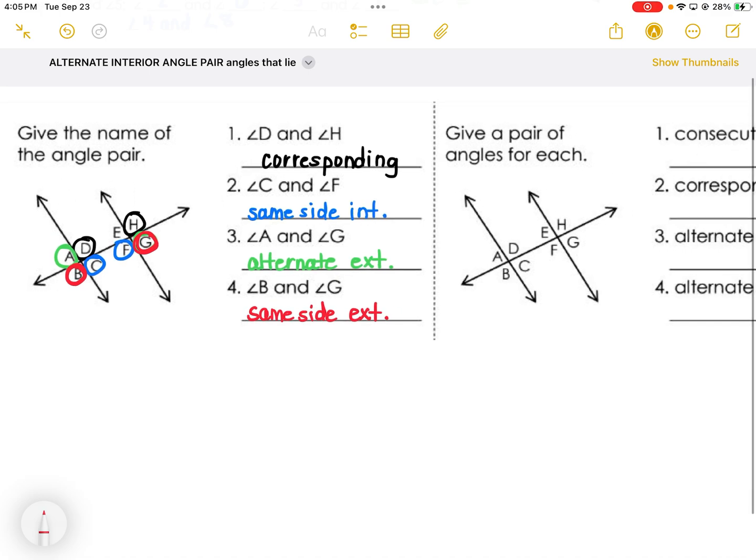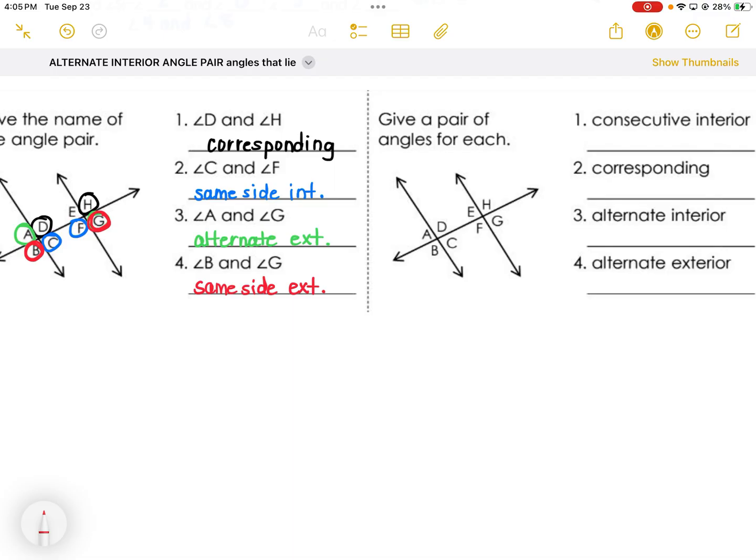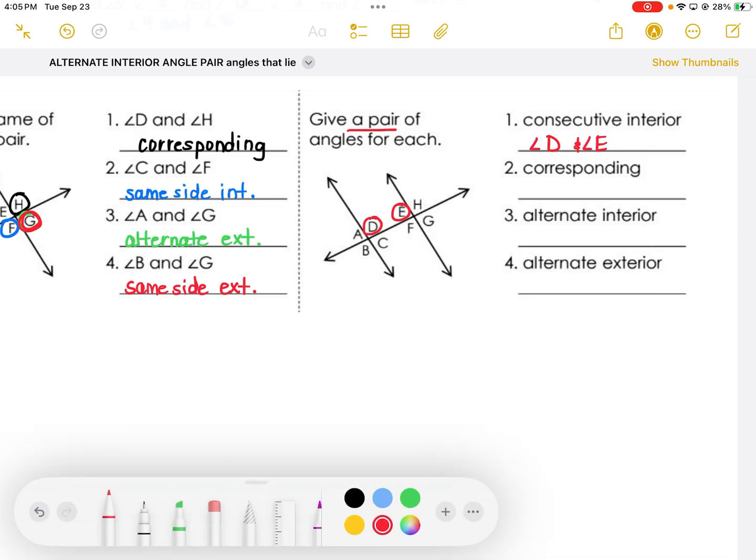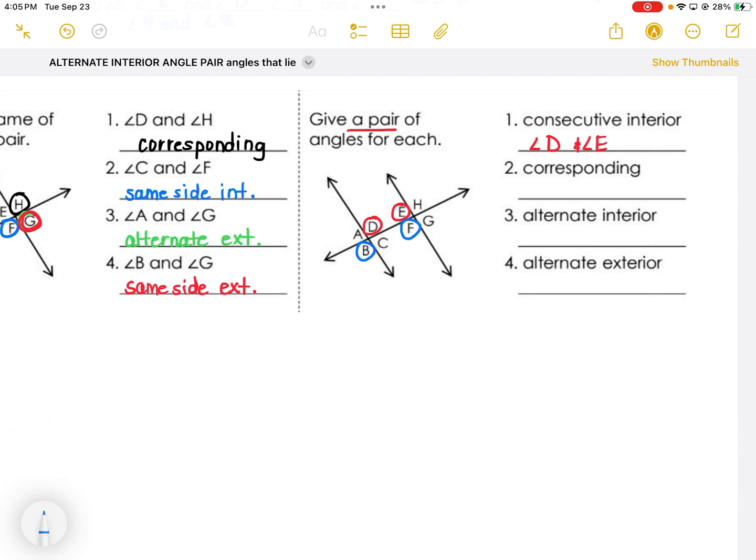The last 4 examples for our notes says give a pair of angles for each of these. Well, there's more than one answer, but let's just do these. Consecutive interior, so inside and right next to each other on the same side of the transversal would be same side interior, consecutive interior. So we could say D and E, or you could say C and F. Corresponding, there's so many. I want to say B and F. Okay, so in the same bottom left corner.